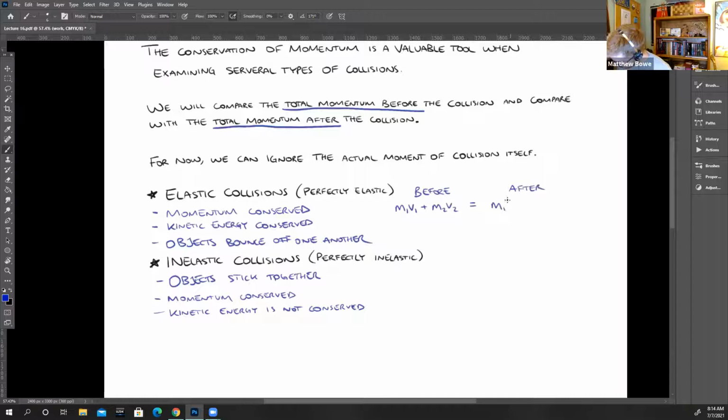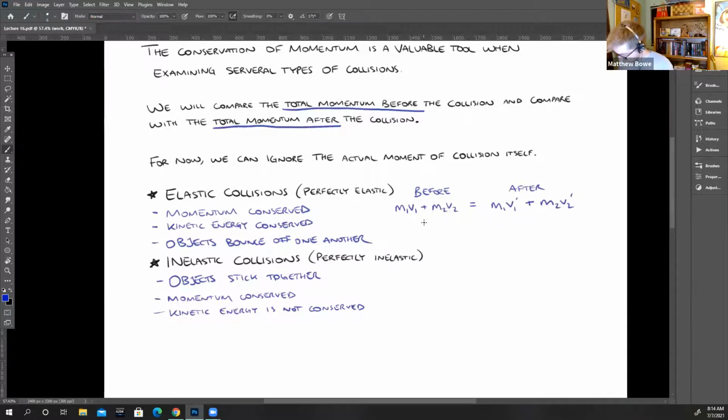We're going to compare that to the total momentum after. So I'm just going to say mass 1 v1 prime. However that first object changed velocity, that's what I mean by prime. And the second object, second velocity prime. So however it's changing in any problem that you're given. That's the starting point.